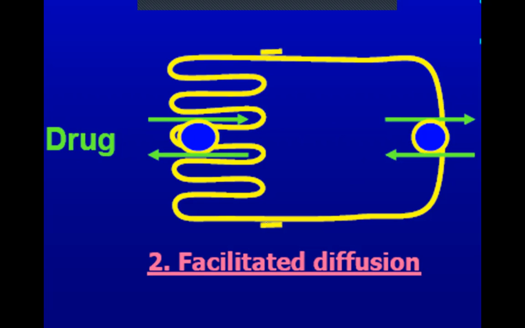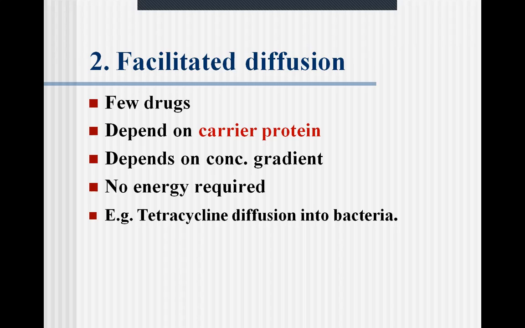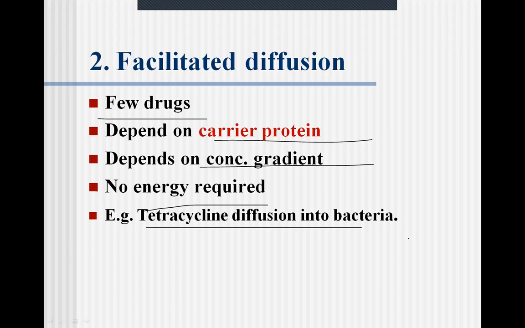So the major difference between passive diffusion and facilitated diffusion is the carrier transport protein that we are talking about. There are fewer drugs that can be transported with this particular mechanism. It will depend upon the carrier protein. Obviously, a concentration gradient is required and there is no energy required. One example is diffusion of tetracycline inside the bacteria.